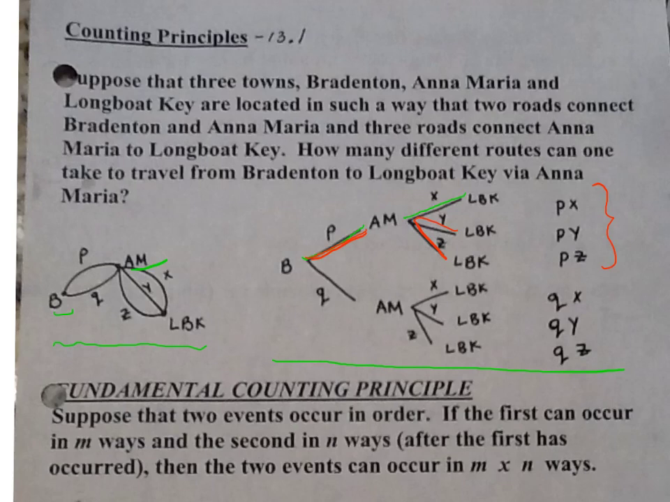And then if you do the same thing using road Q this time, here are my three routes to get from Bradenton to Anna Maria, then to Longboat using road Q to start with. So, take a look at it. How many do I have? Three here, total of six, excuse me, 6 different routes to get there.